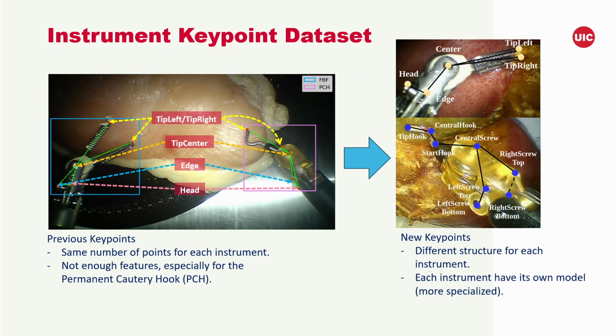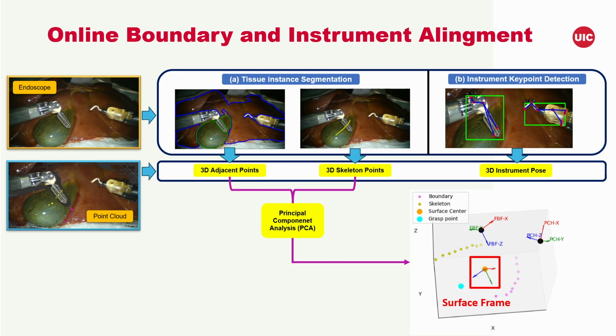Here we improved the keypoint dataset by designing a unique keypoint structure for each instrument, expanding the dataset with additional frames in the CRCD, and training separate models for each instrument. To obtain the boundary points, the models trained on the new dataset segment the tissues and detect instrument key points from the image. Using these predictions and the generated point clouds, we extract adjacent points between the tissues, the gallbladder skeleton, and the instrument post in 3D space.